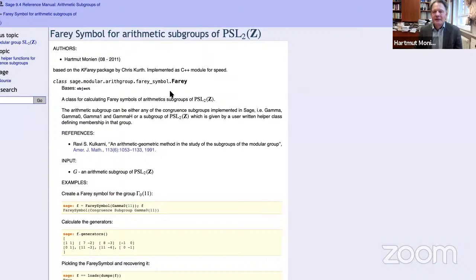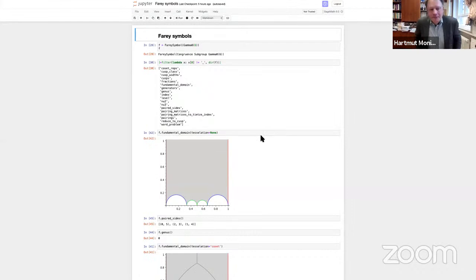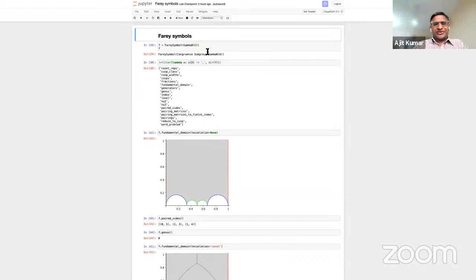The other stuff, let's see if that works. All right, so here is now a worksheet where one does actually these calculations. What I wanted to help the students with is basically to get used to these Farey symbols. So Gamma 0(6) is a subgroup of PSL2(Z). Could make the font slightly bigger. Okay, sure. Does that help?